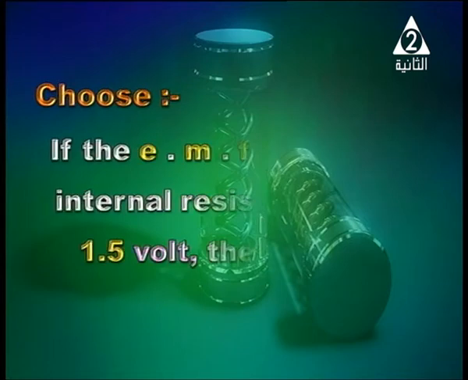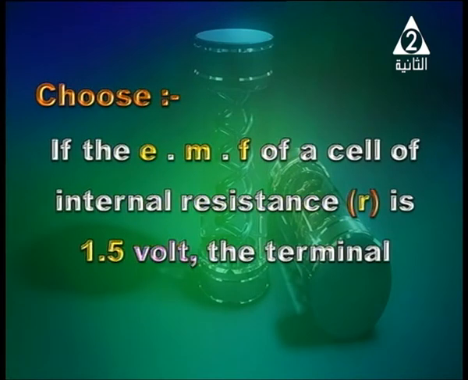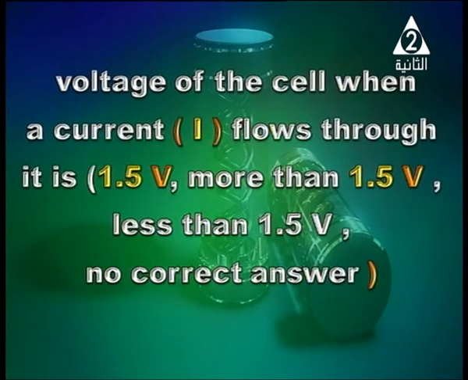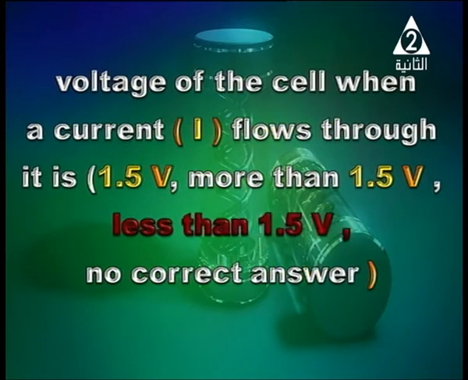Choose: the EMF of a cell of internal resistance r is 1.5 volt. The terminal voltage of the cell when a current flows through the cell is: 1.5, greater than 1.5, less than 1.5, or no correct answer. Of course, it is less than 1.5. Okay, thank you very much.